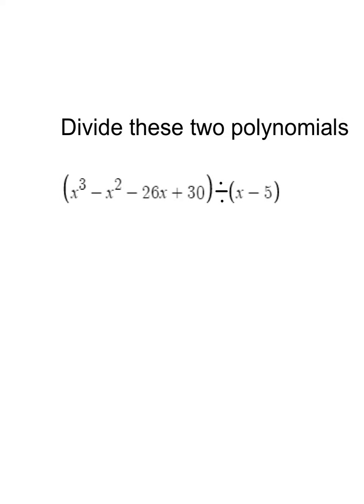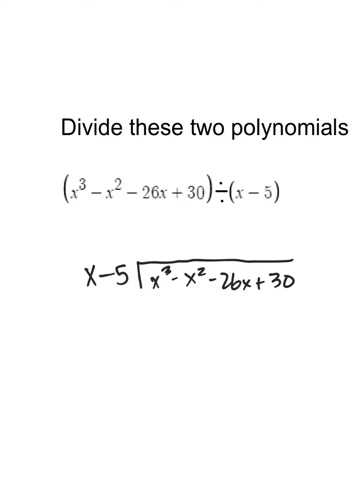So I'm going to take the number I'm dividing by, x minus 5, on the outside of this division symbol, and then I'm going to have the other polynomial, x to the third minus x squared minus 26x plus 30. I'm going to have all of that inside of that division symbol. Okay? And then from here, we kind of go through that same process.